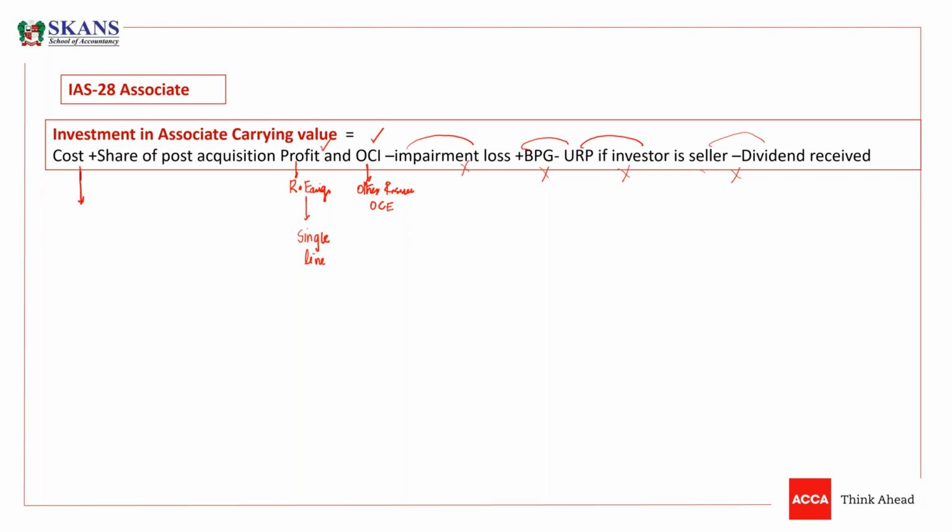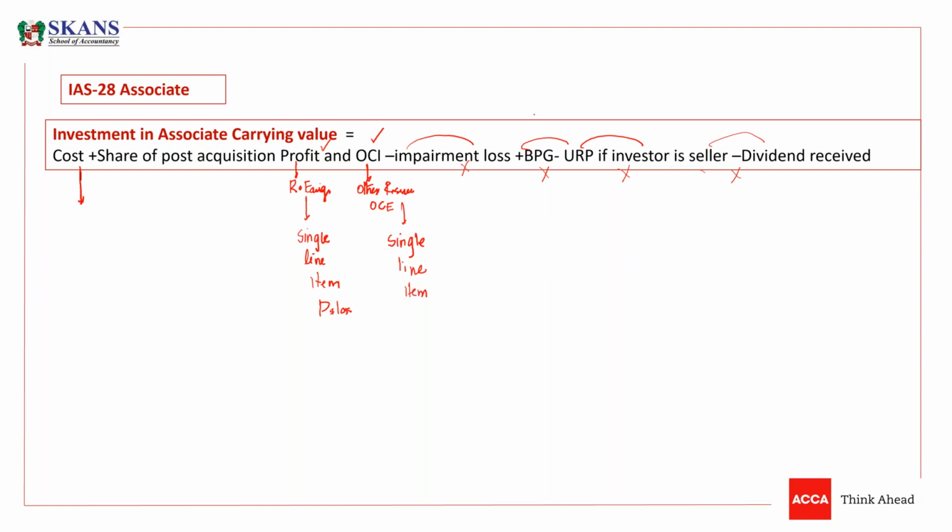As a single line item, we will write on the face of the income statement the share of profit from associate. In the same way, in P&L, we will be writing the share of OCI as a single line item. Now, this is going to be very important, and usually students don't remember this. So just focus on this.